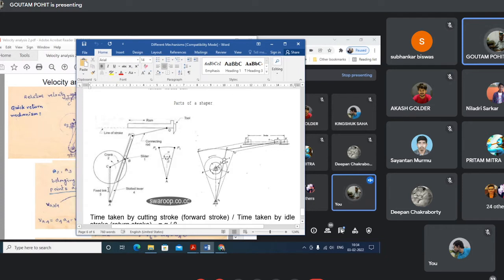As it rotates, this slotted bar will reciprocate. I mean, it will oscillate like this. What will be the two extreme positions? As it oscillates, when it comes to the left hand side, this gives the maximum left hand position of the RAM, and when it comes to the right hand side, it gives the maximum right hand position. So that gives the stroke of the RAM. Any question so far?